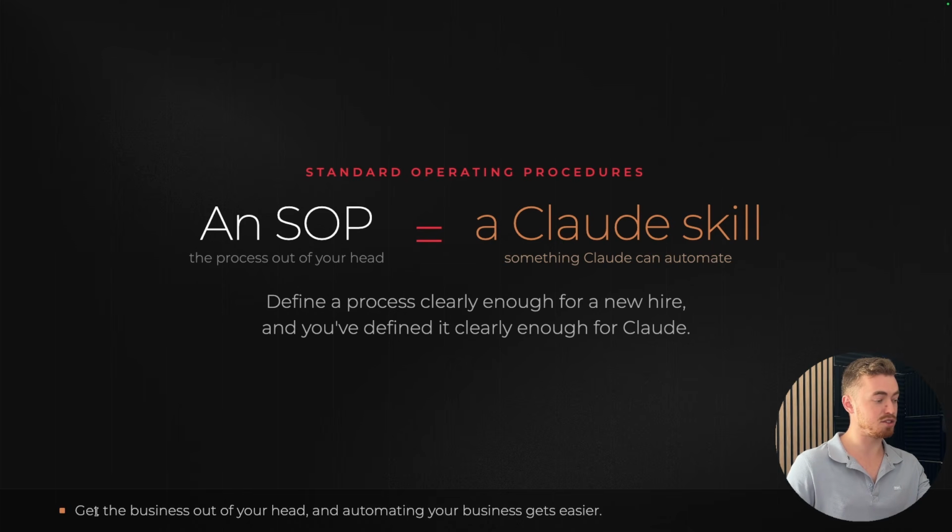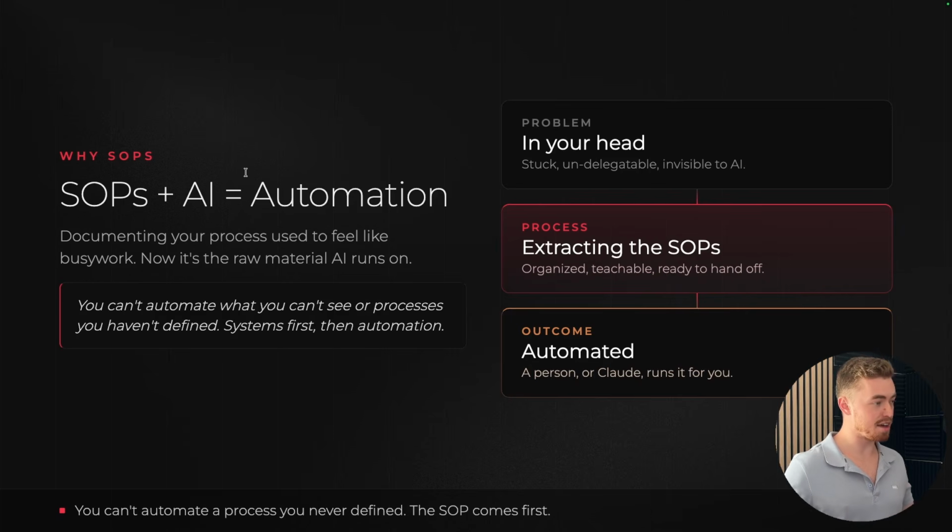So the first step is to get the business out of your head, and then automating the business becomes a whole lot easier. And the reason SOPs are now more important than ever is because you need to give them to AI if you want to automate your business, which every single business owner wants to do right now because of the leverage that it gives you. And if the SOPs are currently stuck in your head, then you can't delegate it to anyone and it's invisible to AI. So the first step is extracting the SOPs out of your head and organizing them in one place so that you can then give it to Claude and automate the business.